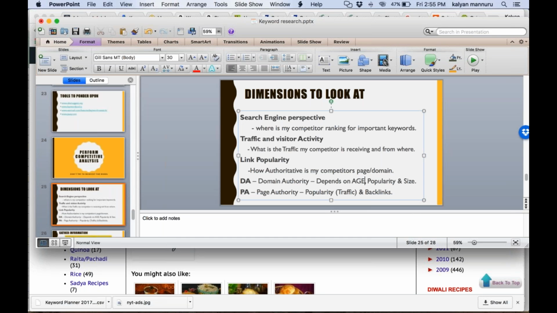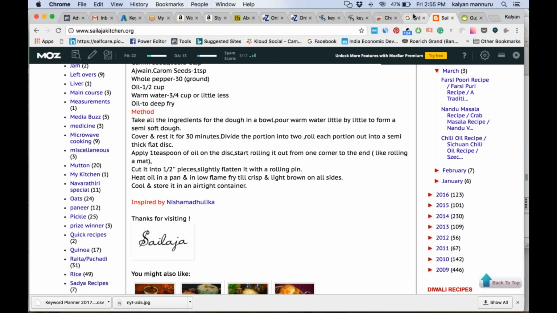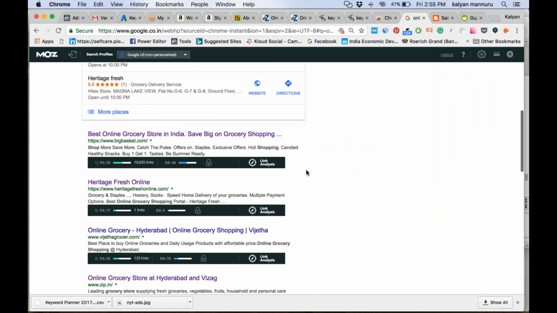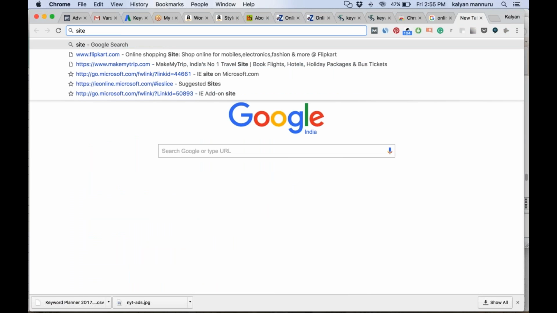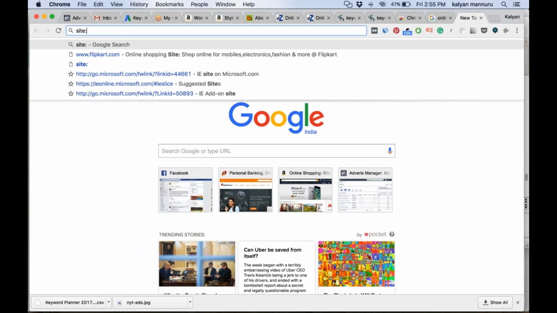So domain authority score is given based on the age of the website, the backlinks, the traffic, and also the size of the website. How do we check the size of a particular website? I was telling you yesterday, you can do site:website.com and see the number of pages that are indexed on Google servers, on search engine servers for that matter. So the command for it is site:website.com.